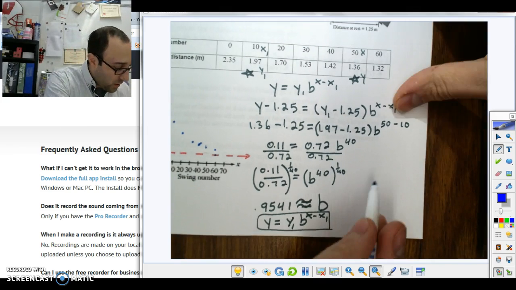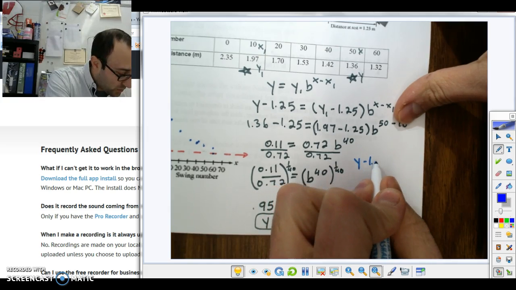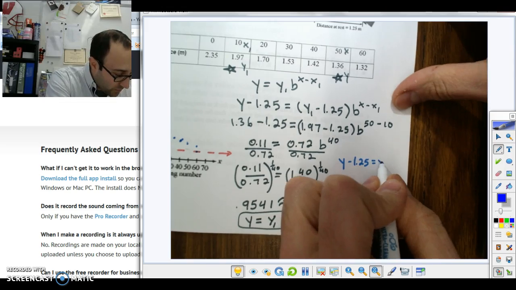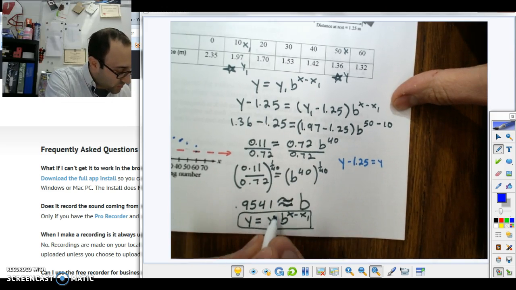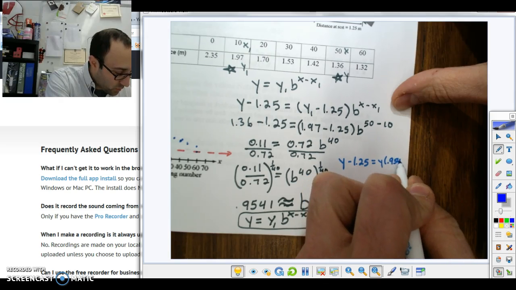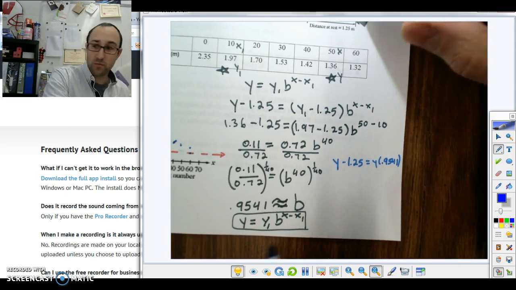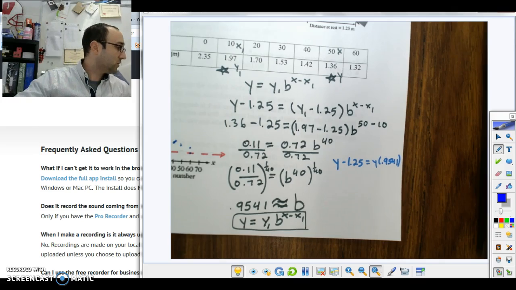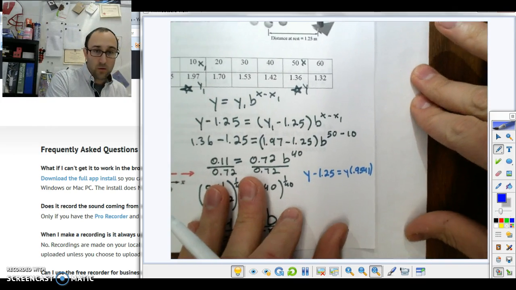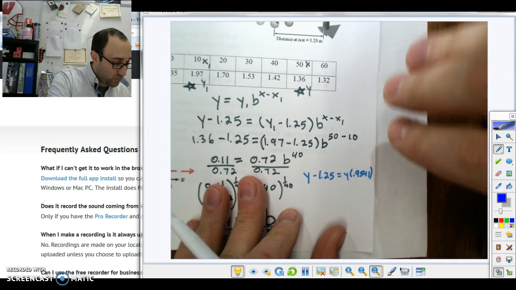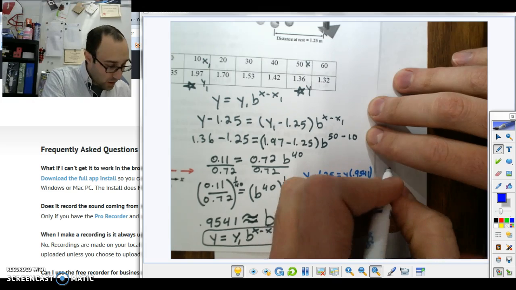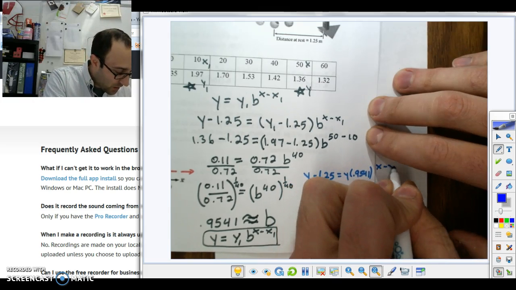So we are going to have this be y minus 1.25 equals, we're going to have y1 times b, which is our 0.9541. I ran out of room, so let me just put it right here. Y1 times 0.9541 to the x minus x1.